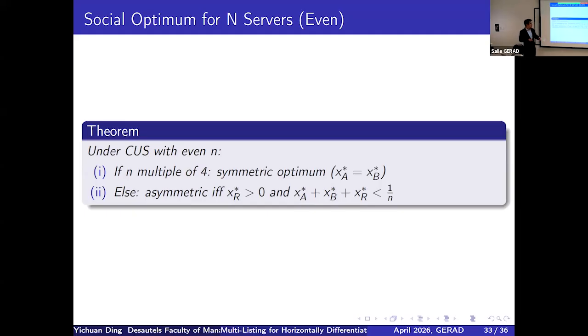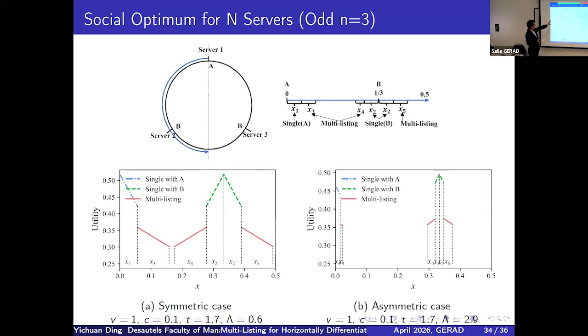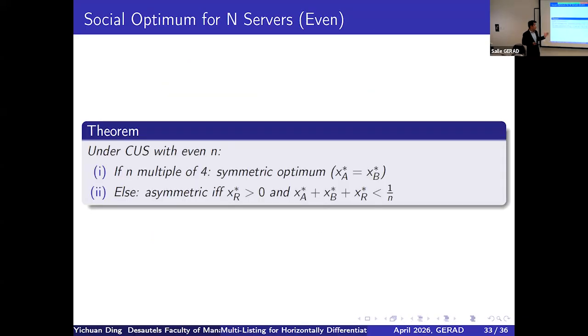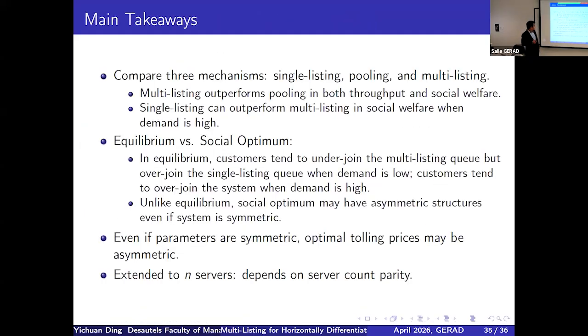So when n equals 2, there could be an asymmetric optimal. What about n equals 3, 5, 7? We have to do numerical results, and we show that there could be symmetric, there could be asymmetric. So indeed, there could be an asymmetric optimum, right? But sometimes it's always symmetric. So for all these numbers, both could have happened, right? But for n equal to a multiple of 4, we show that there's always a symmetric optimal. Okay, so that I think completes all our analytical results.